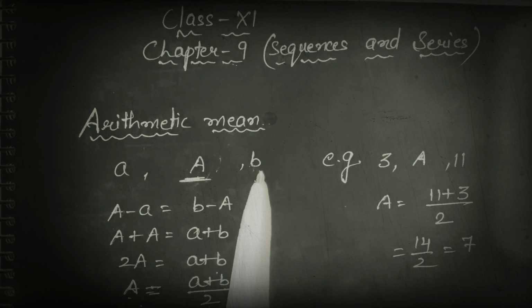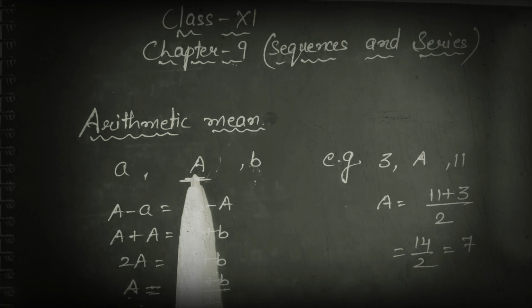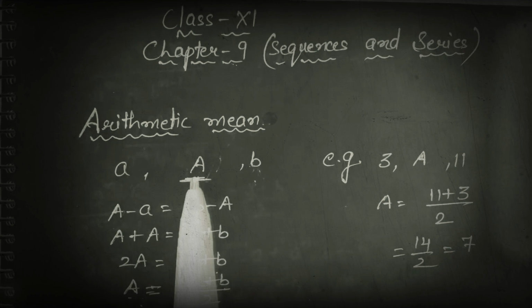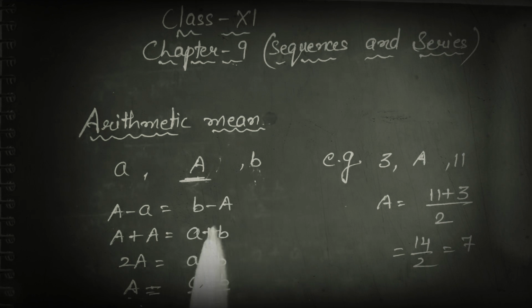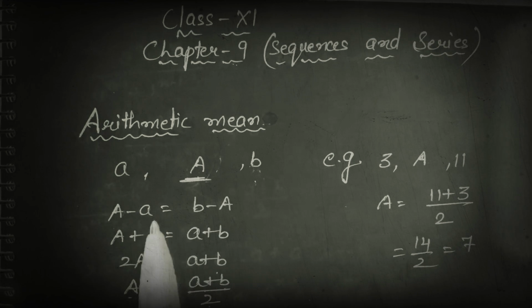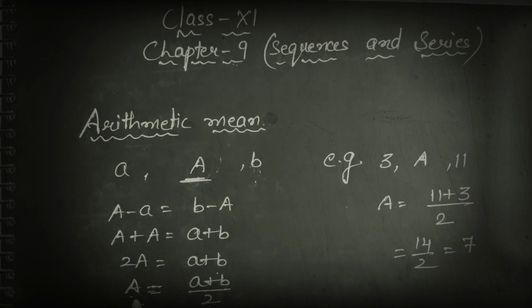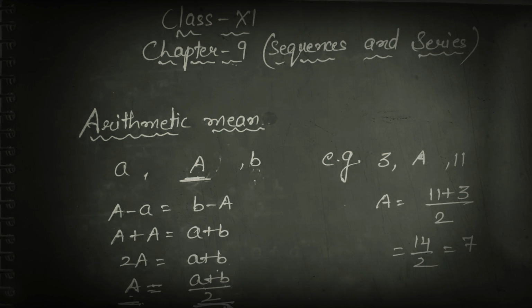If these are in AP, we know that the second term minus the first term is equal to the third minus the second. So A minus a is equal to b minus A. Take A on one side and a and b on the other side. So 2A is equal to a plus b, so A is equal to (a plus b) by 2. So the arithmetic mean is equal to (a plus b) by 2.